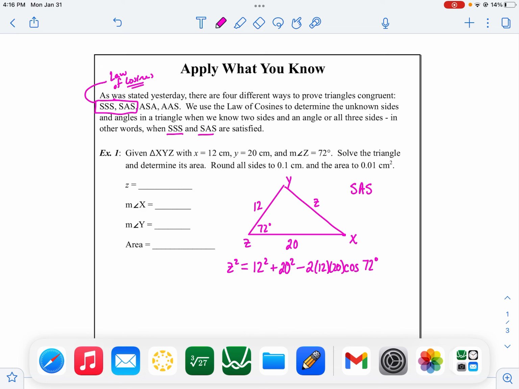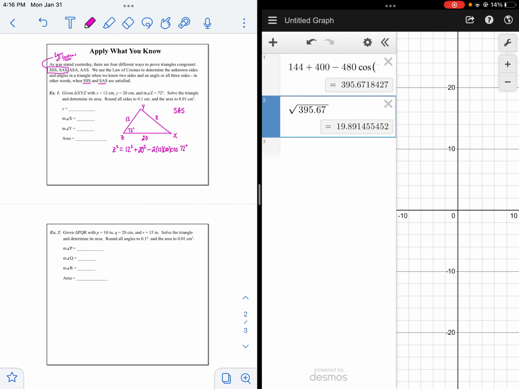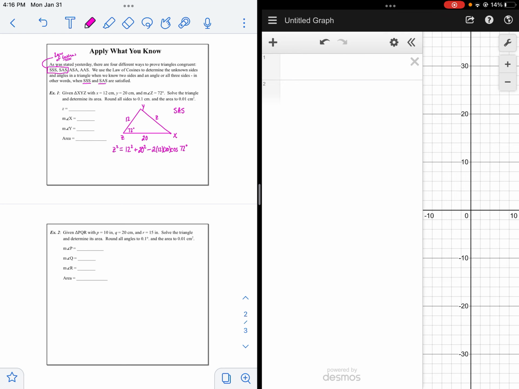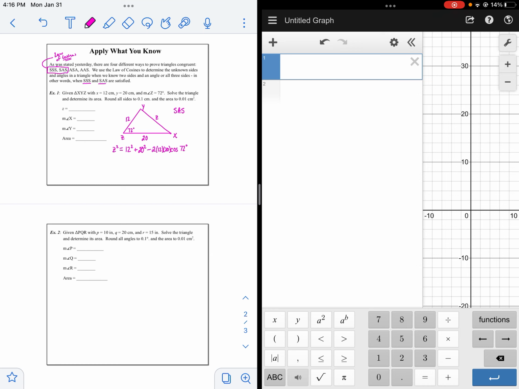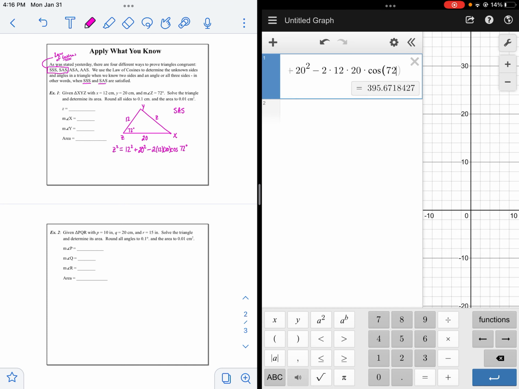And then I just get out Desmos, right? So as soon as I get out Desmos and start punching stuff in, I think I actually already had it in there, but I'll go ahead and re-punch it in here. So again, make sure you're in degree mode. So I've got 12 squared plus 20 squared minus 2 times 12 times 20 times the cosine of 72. And so I get 395.67.